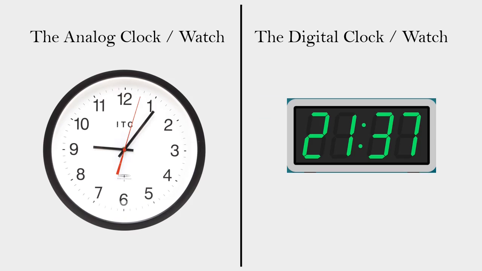We normally have two kinds of watches. There's the analog clock or the analog watch and the digital clock or the digital watch. It's very easy to read time on the digital clock or the digital watch. You just have to learn to read numbers. But on the analog clock, it becomes a little difficult to read time if you do not know the basic concept. Let's try and read time from the analog clock.